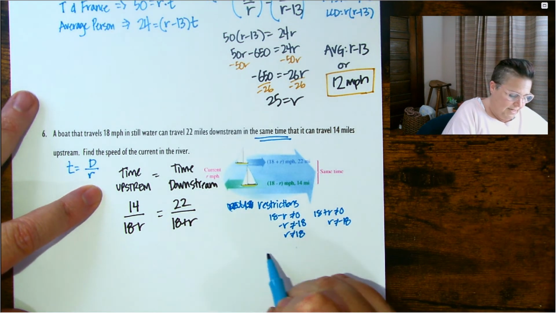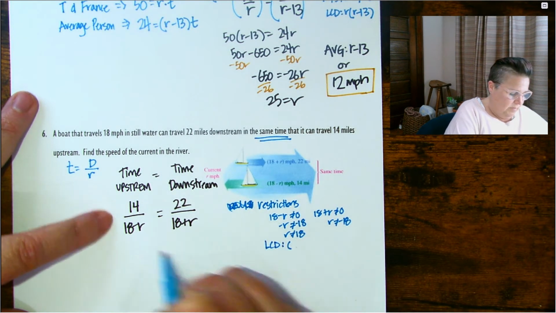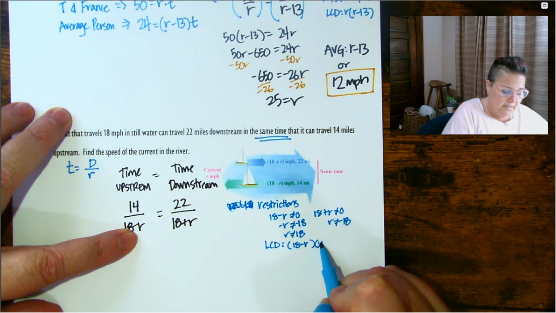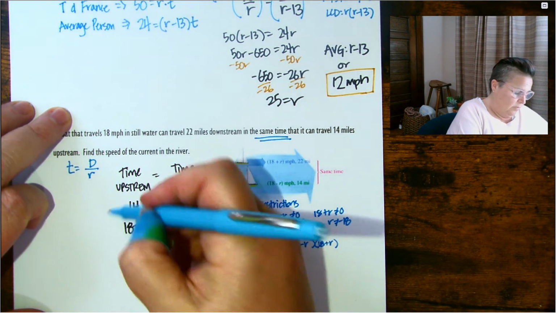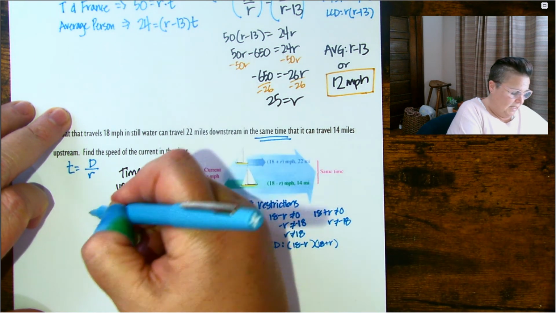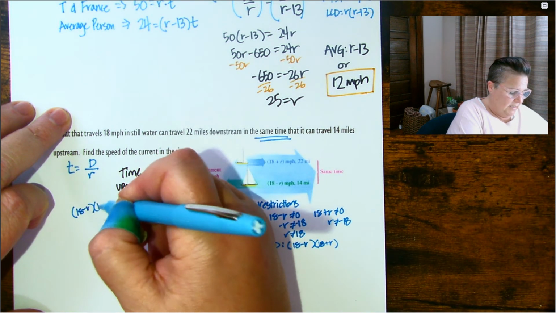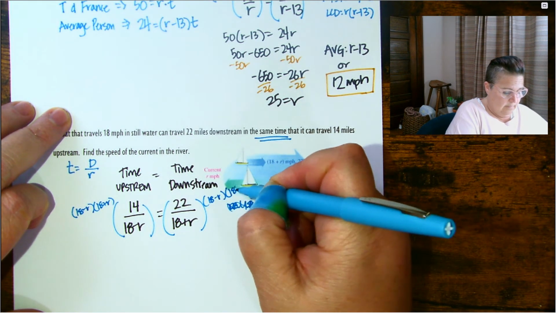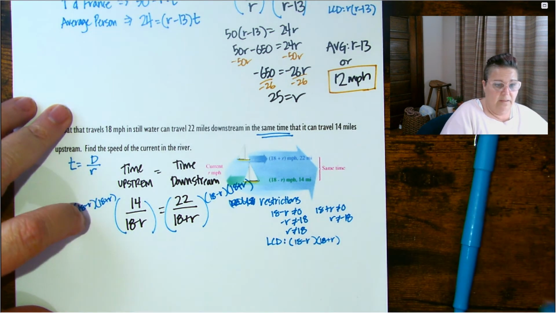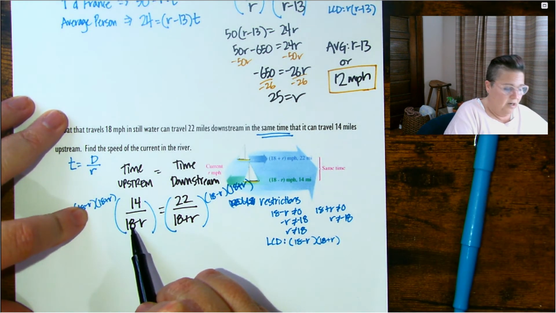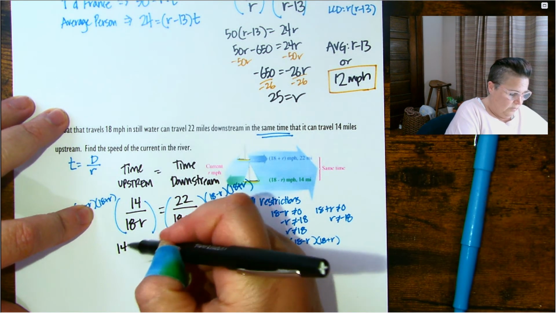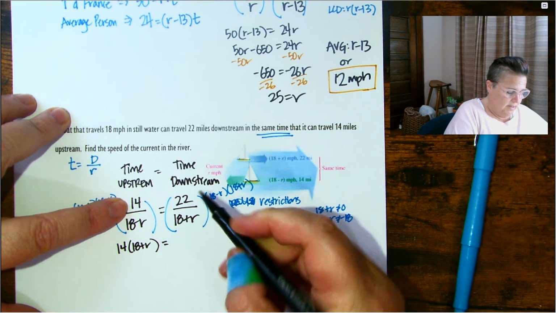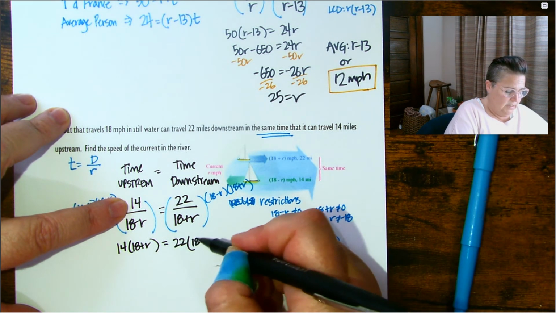All right, but let's take a look at our lowest common denominator. That would be the 18 minus R, which is our first denominator, and the 18 plus R, because these are not the same, so I need to include both. I'm going to multiply the left side and the right side by 18 minus R, 18 plus R. On the left side, it's the 18 minus R's that cancel, leaving us with 14 times 18 plus R. On the right side, it's the 18 plus R's that cancel, giving us 22 times 18 minus R.